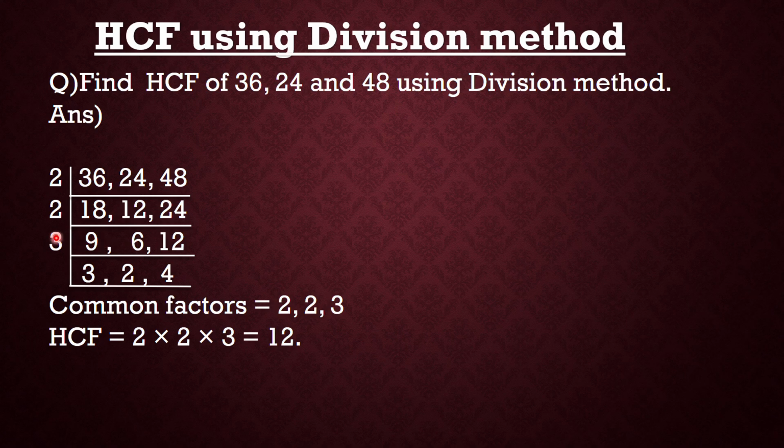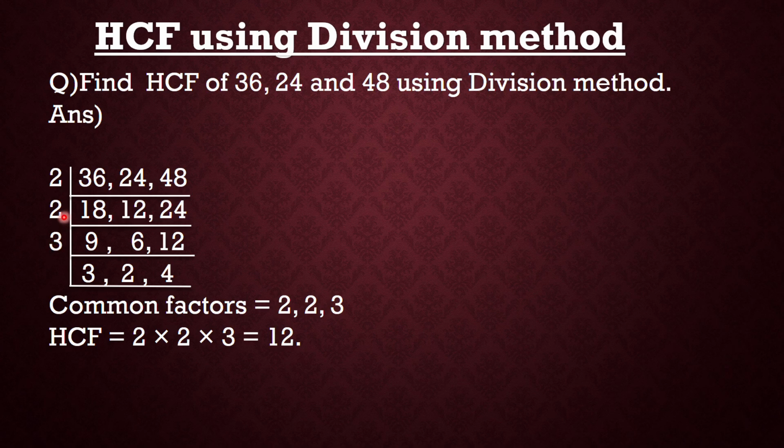So here I need to divide by 3, because 9 is an odd number; 6 and 12 can be divisible by 2, but we cannot divide 9 by 2, so we are not supposed to use 2 again. This is the main rule we have to remember in HCF. Only when all 3 numbers are divisible by one number do we divide, or else we are not supposed to do it. We have to stop over there.